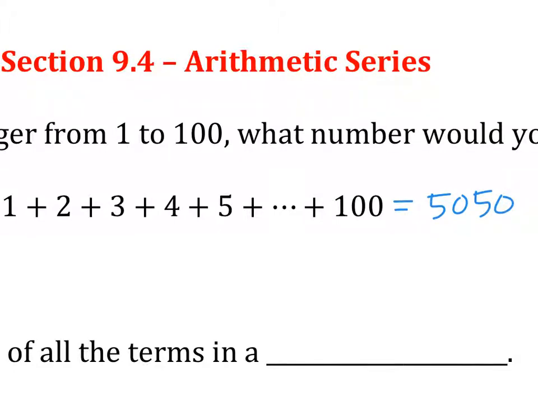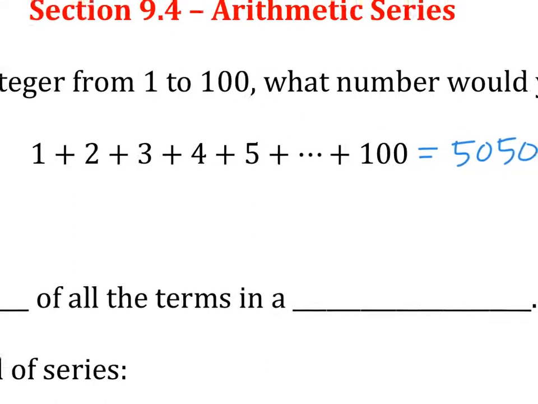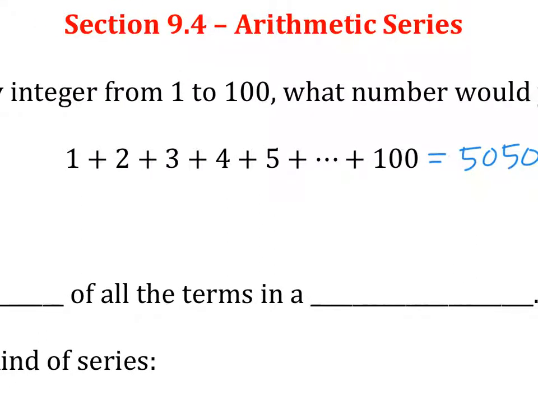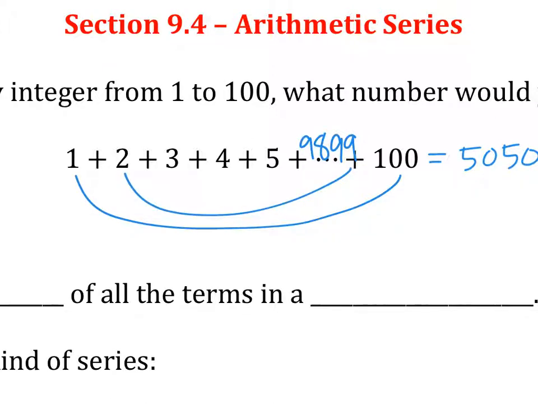Now, how are we going to do this really fast? You can think of it this way. From 1 to 100, 1 plus 100 is what? 101. The next number down is 99 and then 98, right? 2 plus 99 is what? 101. 3 plus 98 is 101. So how many pairs of 101 are there? 50. And that's why 50 times 101 is 5050.